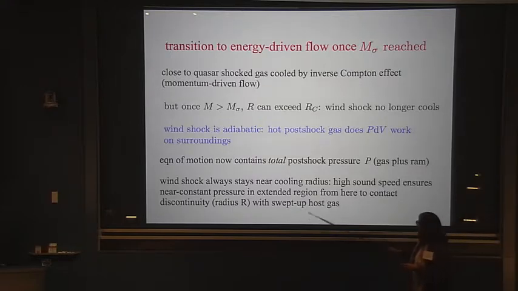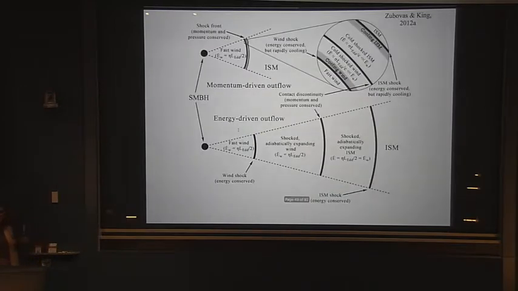So the wind shock: basically you'll have the shock that is sort of locking around the cooling radius, that critical radius RC. And because now the sound speed is going to be really high, you have an extended region that has constant pressure, all the way out to a very large radius, where this swept up gas can actually go out to a much, much larger radius.